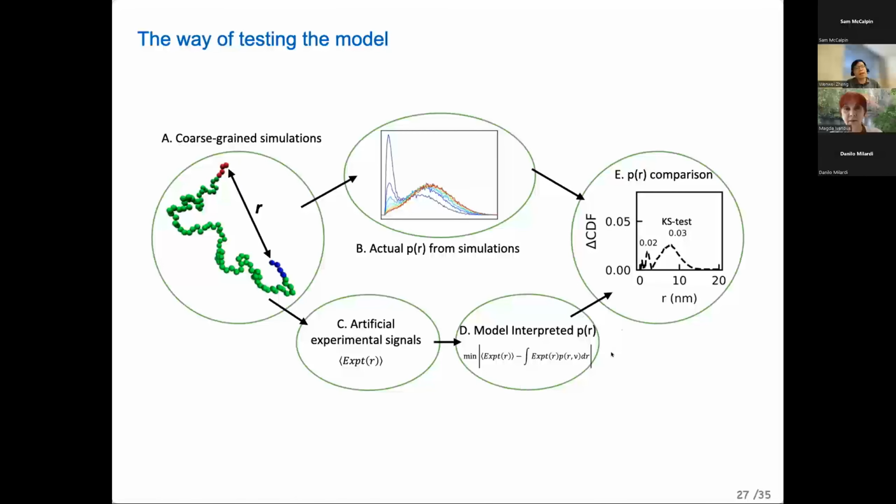At last, we can compare the model-interpreted P of R, the distance distribution function, with the simulated P of R. Using the difference between the cumulative distribution functions in a KS test, we can tell whether the two distribution functions are comparable. If they are comparable, that means the model we introduce here with the transient interaction can effectively analyze the artificial experimental signal, and might be applicable to analyzing real experimental signals.